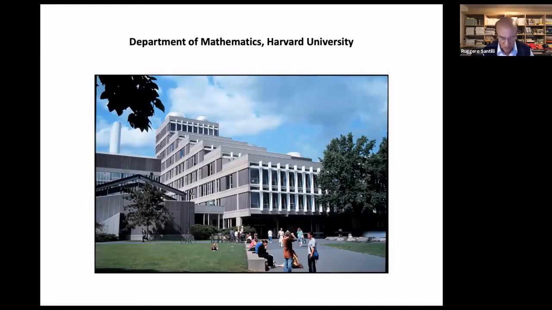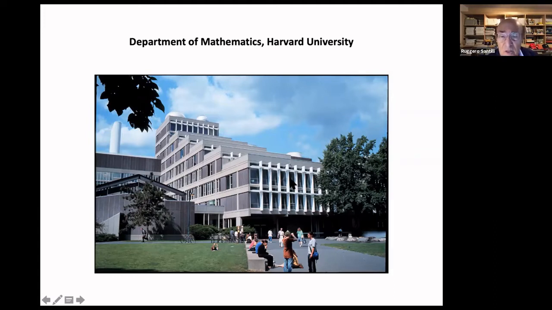Isomathematics was conceived and mostly developed in its foundation when I was at the Department of Mathematics of Harvard University, from late 1977 until the mid 1980s. As you know, the mathematics department at Harvard is located at the Science Center, third floor. My office was up there.